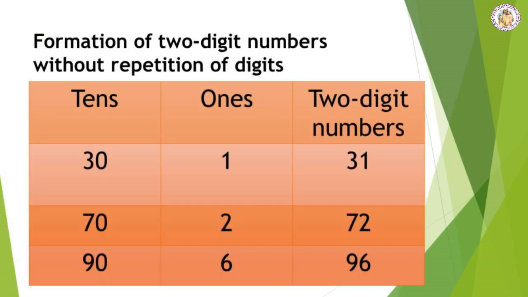See another example, formation of two-digit numbers without repetition of digits. That is, in the ones and the tens place the number must be different.